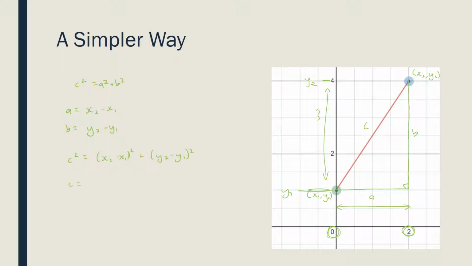And then finally, we can work out our distance by square rooting the entire equation. So we get the square root of x2 minus x1 squared plus y2 minus y1 squared. And now, because we're looking for a distance, and it's not explicitly Pythagoras' theorem now, this would usually be written as a d, the distance. So this here is the formula for the distance between 2 points on the Cartesian plane.